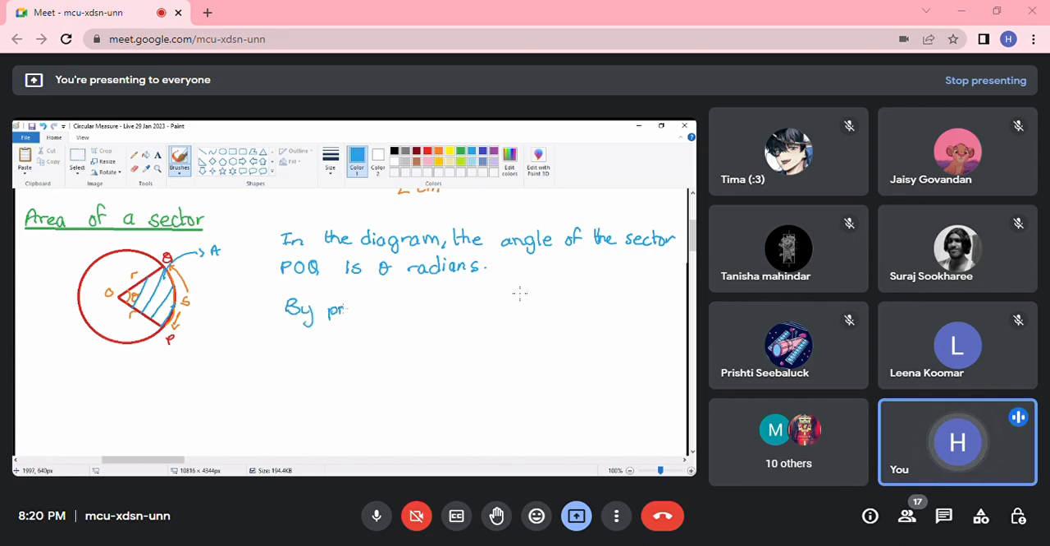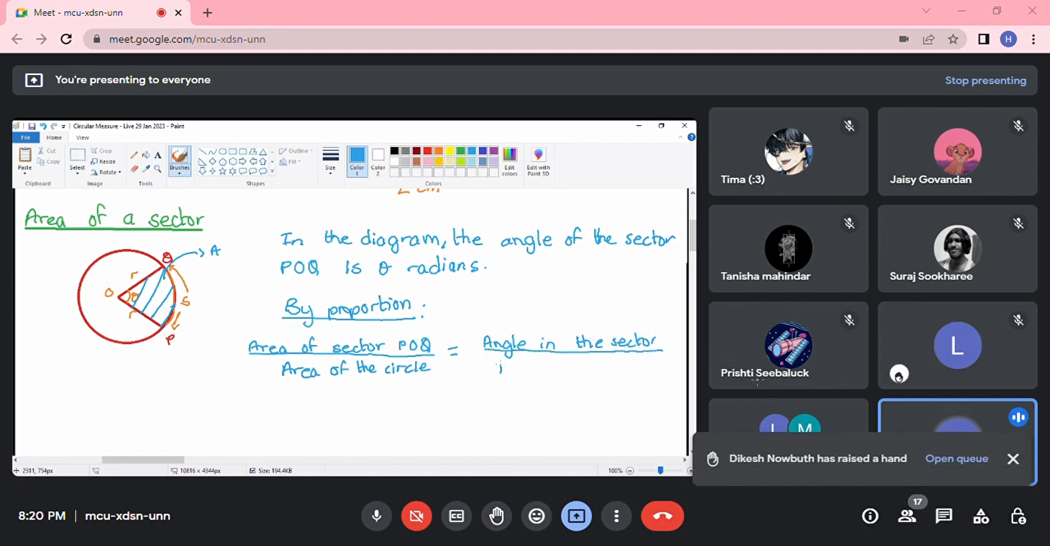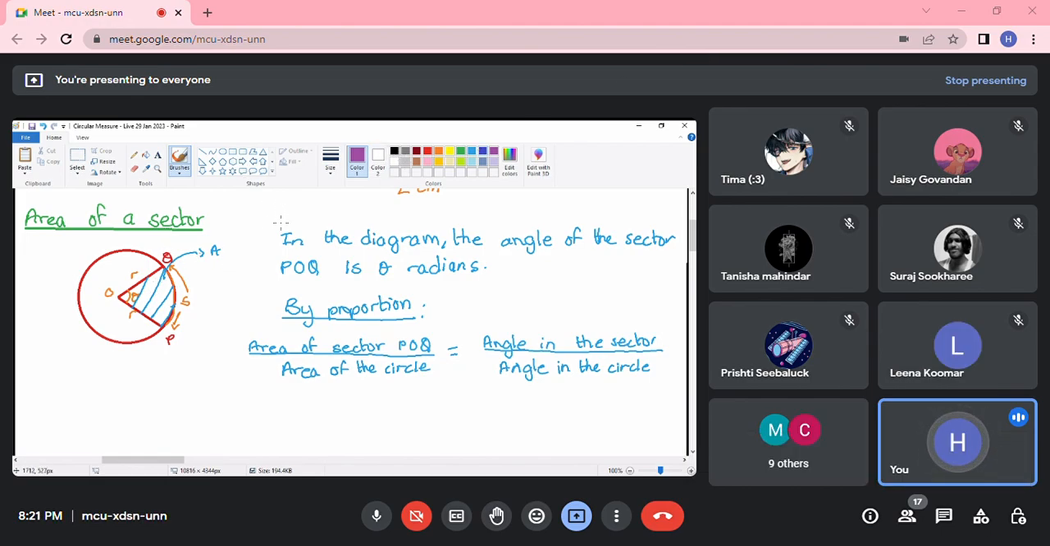Now, by proportion, we can see that the area of sector POQ over the area of the circle is equal to the angle in the sector divided by the angle in the circle. So what is the area of the sector? The area of the sector is denoted as A. And we know that the area of a circle is pi r squared. Now, the angle in the sector is theta.